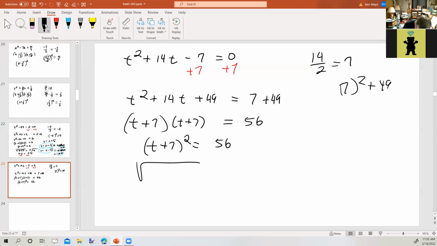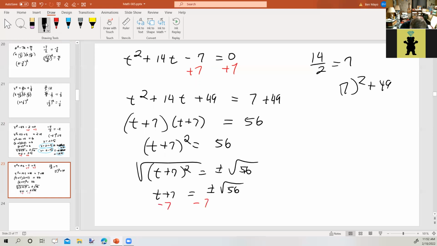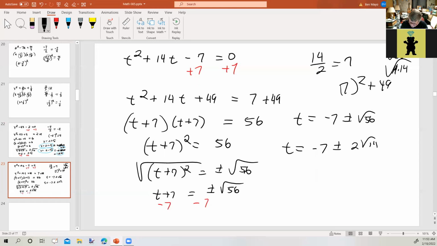Okay, so now take the square root of both sides. So t plus 7 equals plus or minus the square root of 56. I'm going to subtract 7 from both sides. So t equals negative 7 plus or minus the square root of 56. However, I can simplify the square root of 56. That's 4 times 14. I'm just breaking it down into a square and the leftover. So that's going to be 2 square roots of 14. So the square root of 56 is 2 square roots of 14.